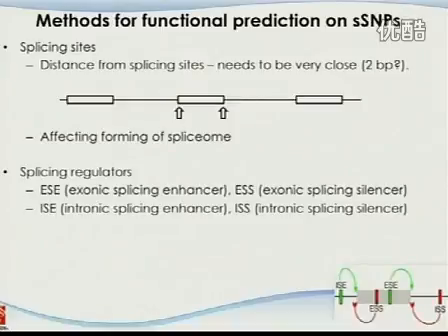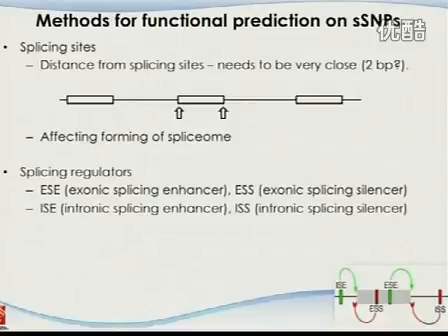But the second type of splicing is the splicing regulators. So what happens is, if you see this is the exon, this is the intron region, and some of the variations in these regions will change the RNA binding proteins that bind in those regions. And there are many different types of such regulators, including the exonic splicing enhancer. That means if the variation is in this region, the protein will bind in the enhancer region and further promote the splicing.